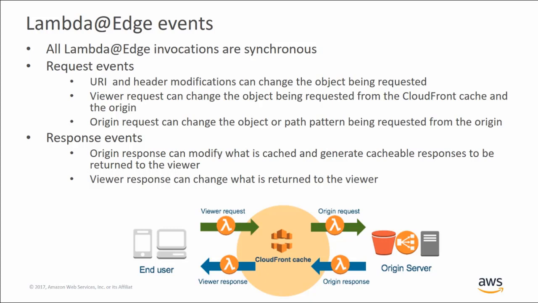So if the changes are being performed at the viewer request, the object that is being requested from the CloudFront cache is modified. On the other hand, if the changes are made at the origin request, then the object that is fetched from the origin is going to be different from what is originally requested from the end user. Then you have the response events. These are events in the response path, namely the blue arrows here in the diagram. So you have viewer response and origin response. Any changes you make in the origin response is going to modify the object that's cached, and any change you make in the viewer response would modify the object that's served back to the end user.